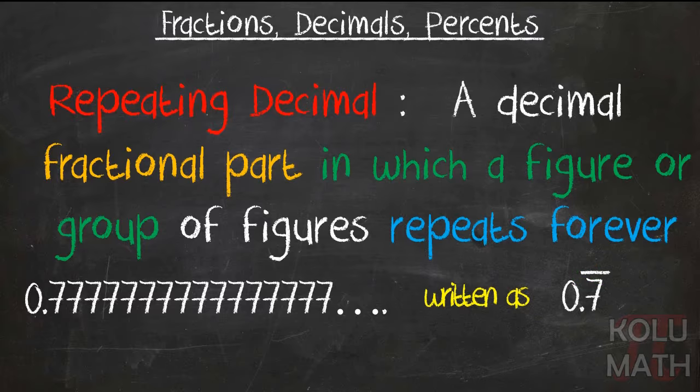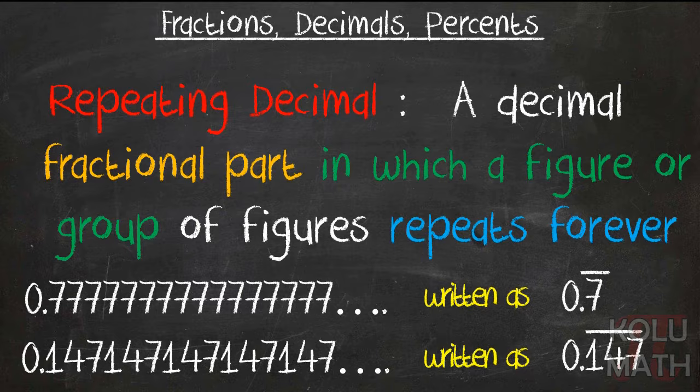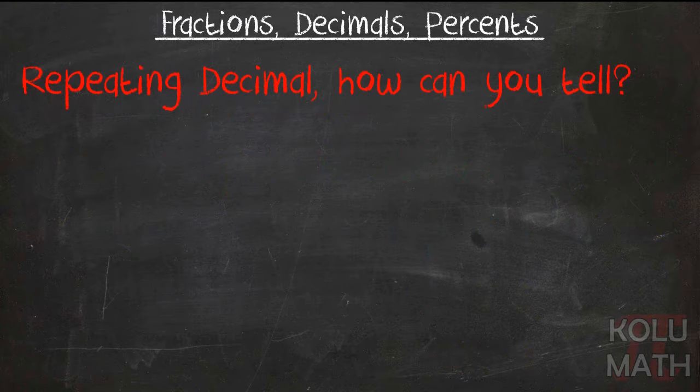So if we have something that repeats like 0.147147, we can write that as 0.147 with a line over the repeating part. And these repeating decimals may be a little more common than you think. They actually turn up quite a bit.